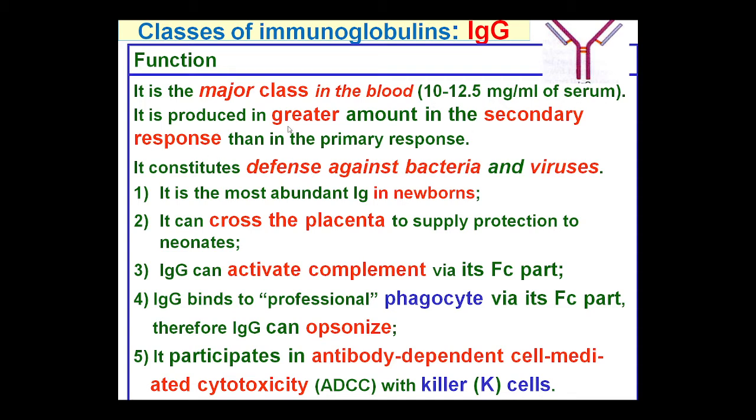And this is a major immunoglobulin that is secreted in the secondary immune response. Immunoglobulin G protects us against bacteria, viruses, protozoa, fungi, and toxins of microbes or other types. Here you see a list of the 5 major properties of immunoglobulin G.